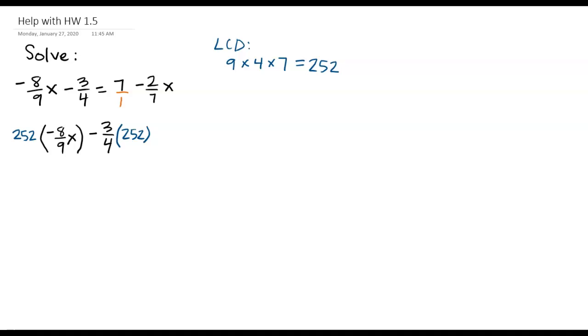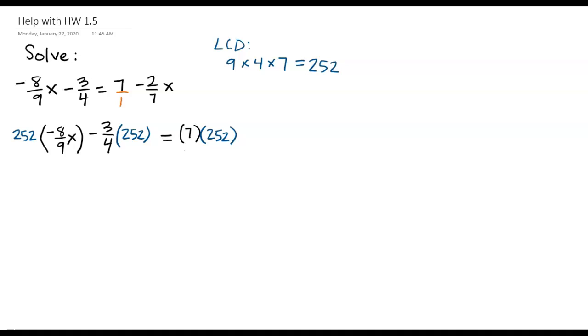And then the next one, this is the one that a lot of people forget about. When you take this, some people think, well, it doesn't have a fraction there, so I don't need to multiply it by 252, but you do. And that's one reason why I say put a 1 underneath it to remind you it is a fraction and that you will be multiplying that by 252. All right, so we're going to have 7 and then times 252.